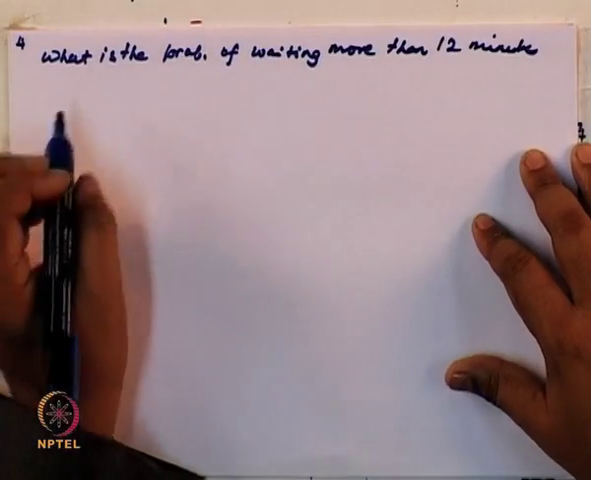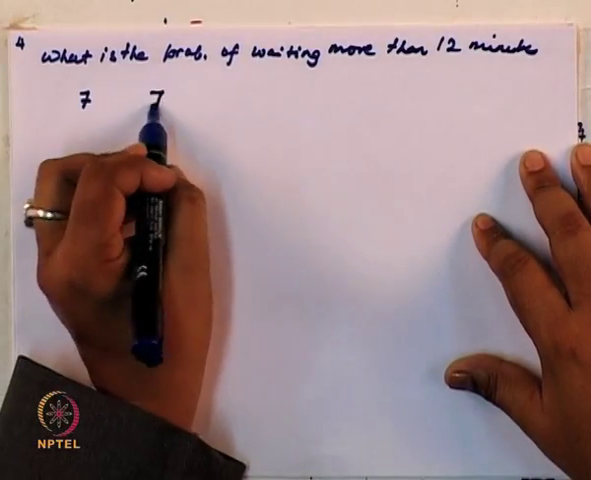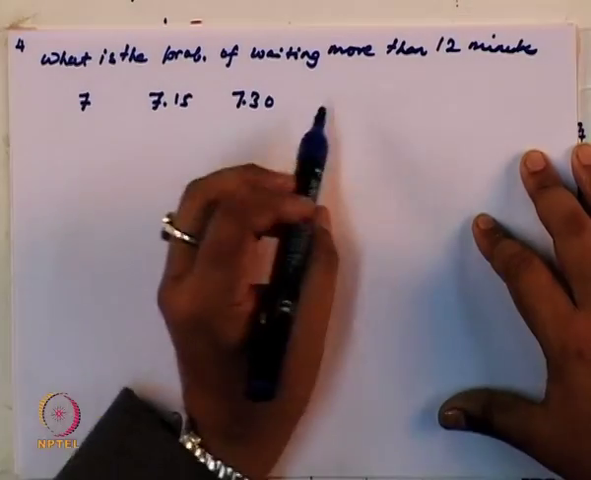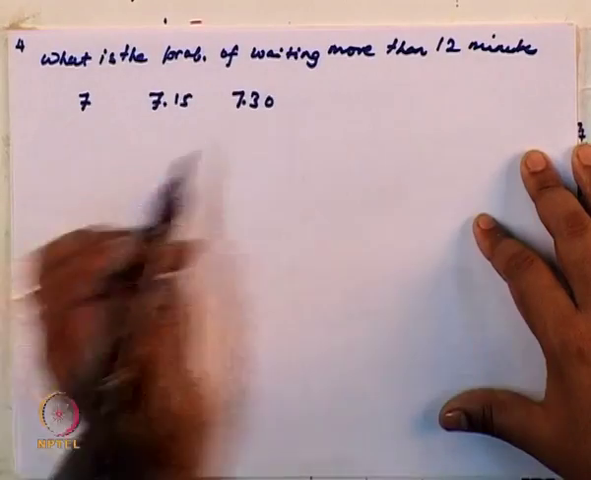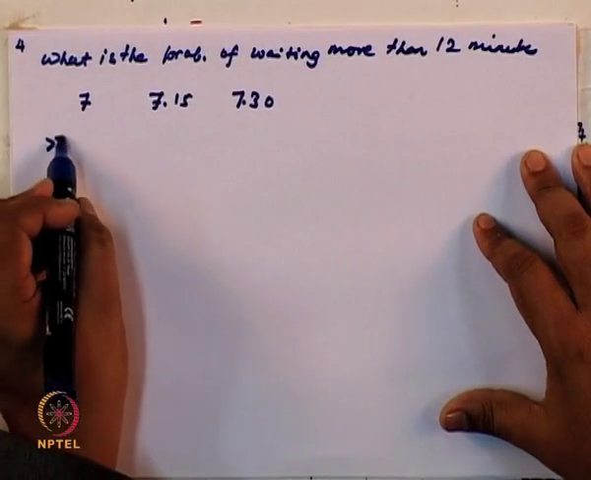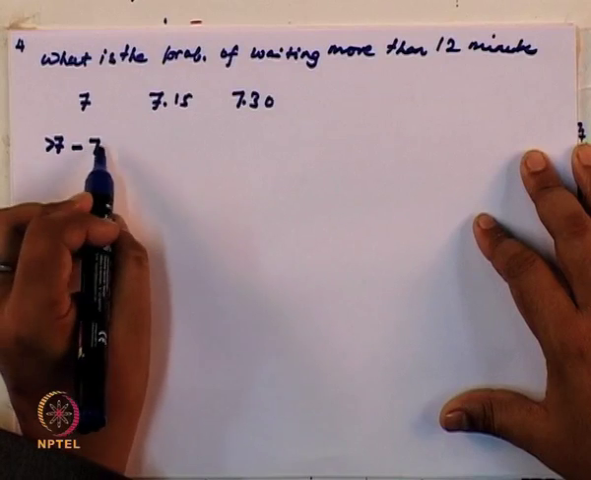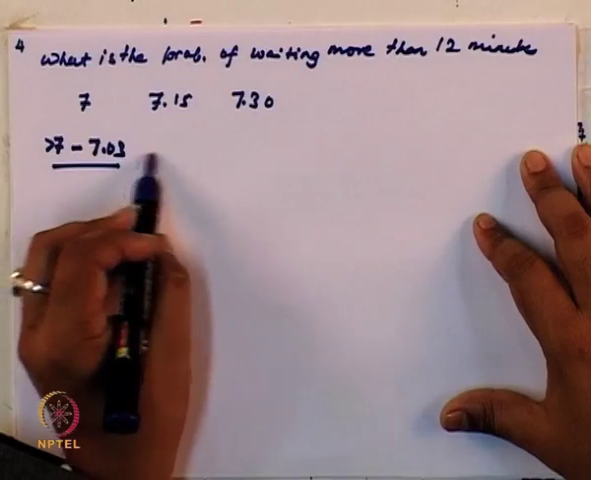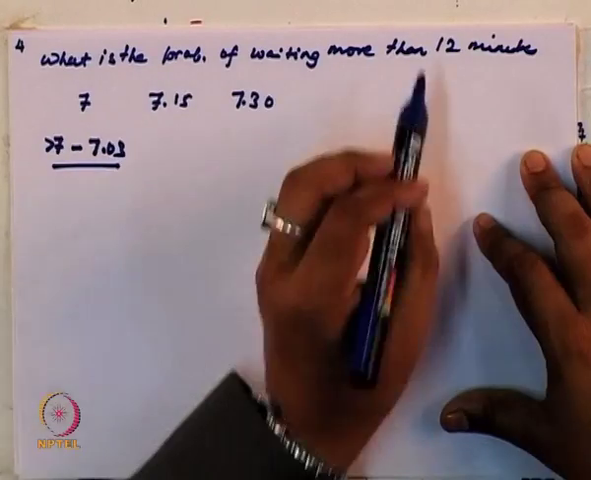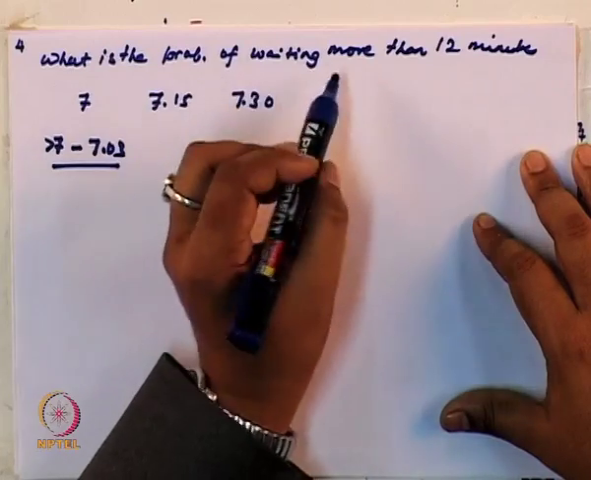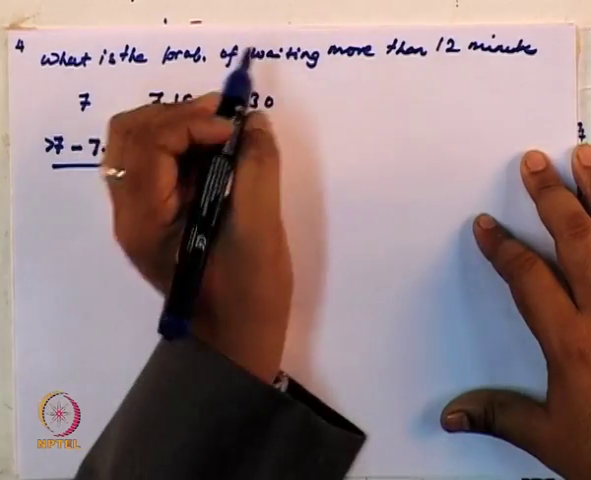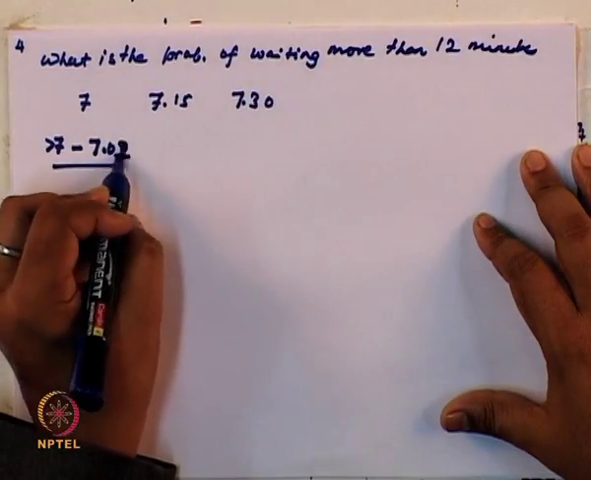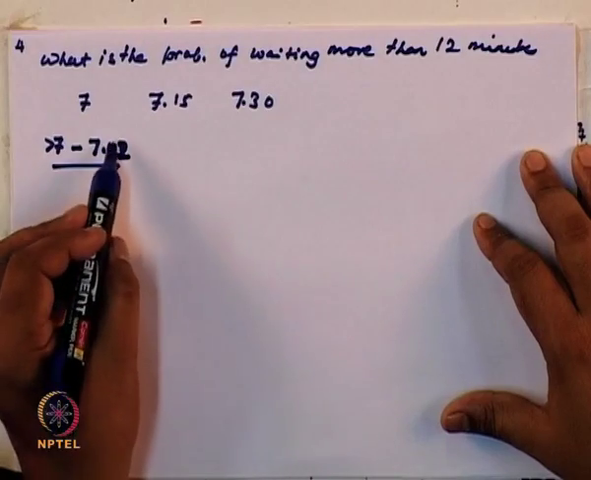So, the bus arrives at 7, 7:15, 7:30. If the person has to wait more than 12 minutes, then he has to arrive between 7 and 7:03, because if he arrives at 4, then he has to wait only for 11 minutes. Since he has to wait at least 12 minutes, if it is more than 12 minutes, then you will have 7 to 7:02, or also 7:03.